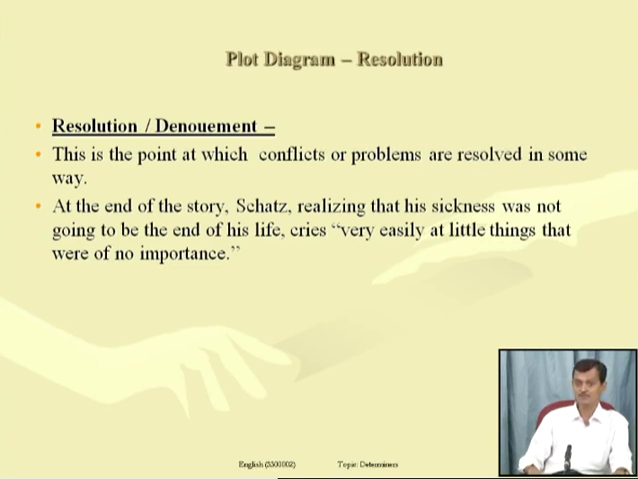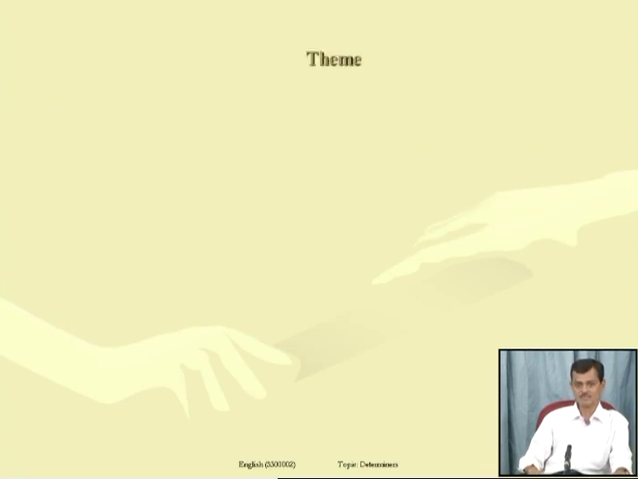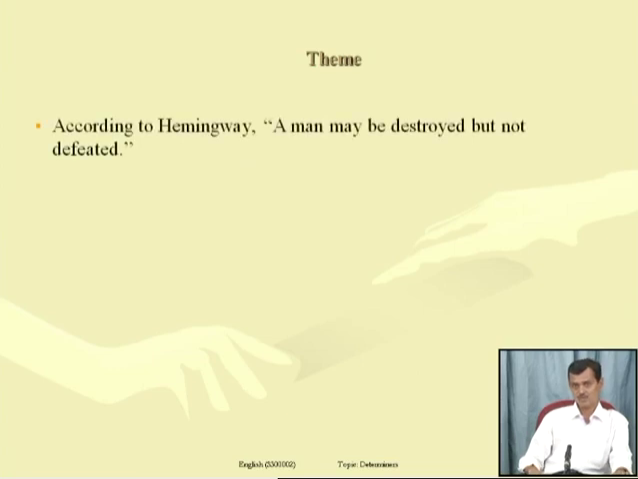But when he realizes that his sickness was not that serious and there was no sign of the end of his life, he begins to cry. His emotions are released in the form of tears and he cries very easily at little things that were of no importance. Talking about the theme of the story, according to Hemingway, a man may be destroyed but not defeated.